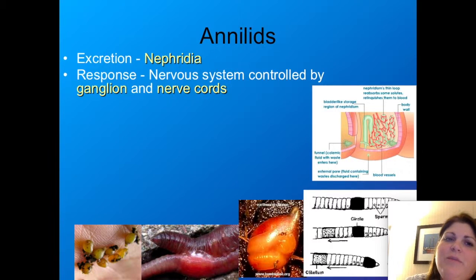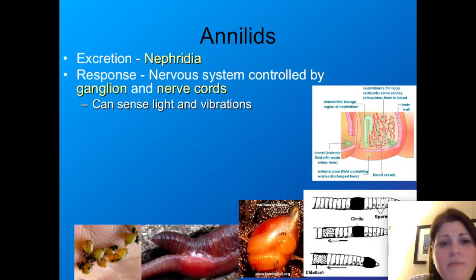Like many of the invertebrates, instead of a brain, annelids have a ganglion. They also have a nerve cord. Their nerve cord runs along their belly. Though they lack the ability to see, they can sense light, and they also can sense vibrations.